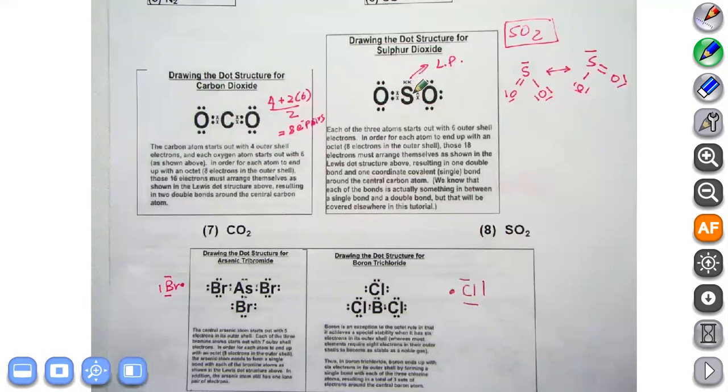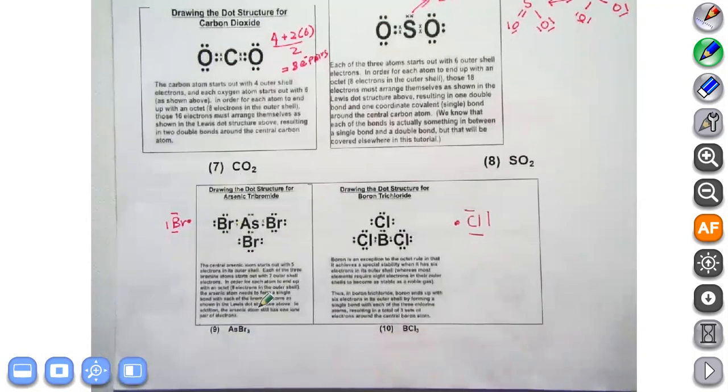And because of that, it's actually a resonance structure looking like this. So you can throw in a double bond at this position or that position. So SO2 is a resonance structure. Finishing up the examples here.